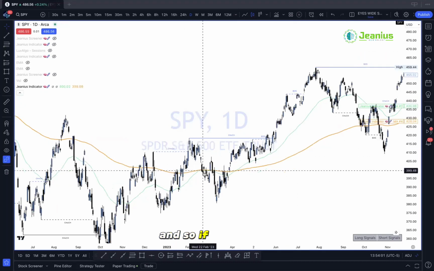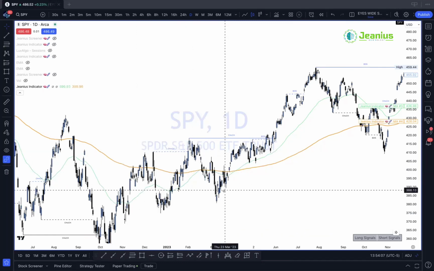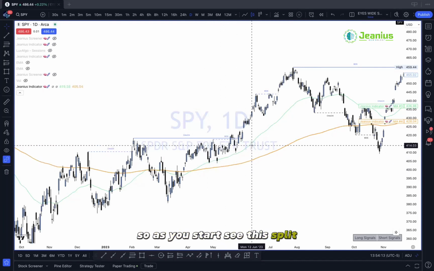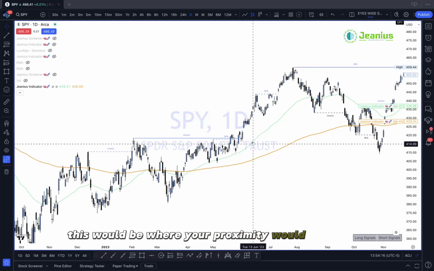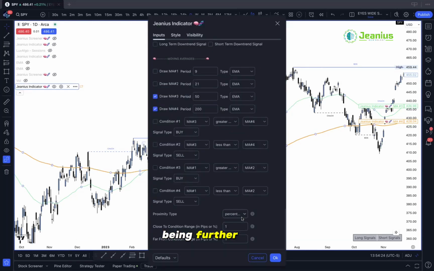If you look at how these moving averages are close to each other, that causes price to have a lot of consolidation. But where the moving averages start to split apart right here, this is where your proximity would come in. Let's say you wanted your proximity to be focused on being further apart. Then this would be a part of that specific moving average, depending on how you set your percentage range. These are both set to very close, within this percentage range, and that'll allow you to get signals no matter what.